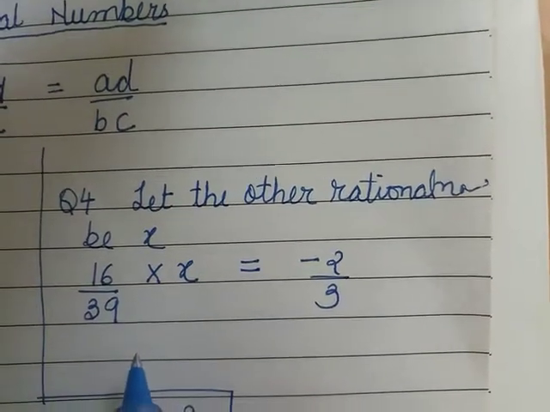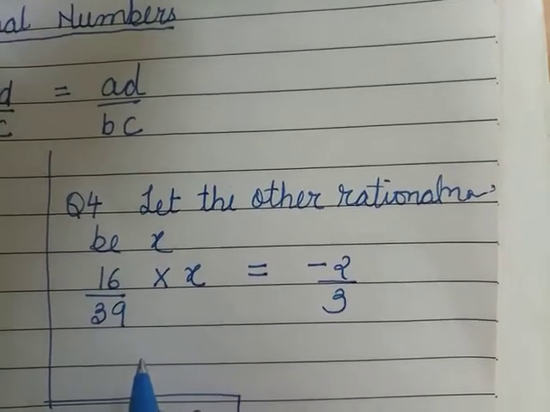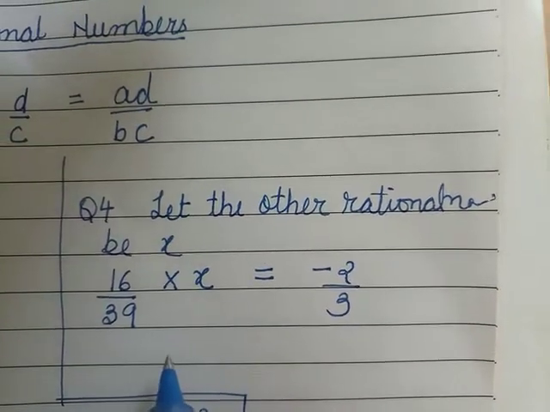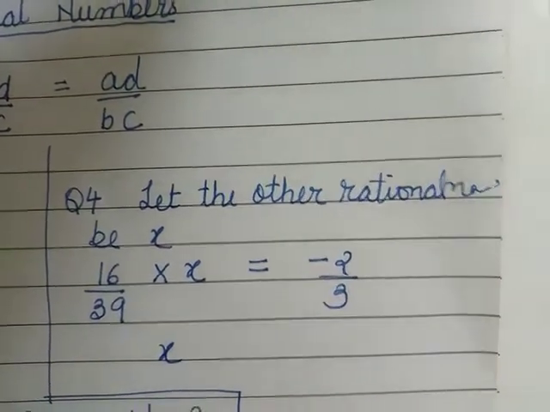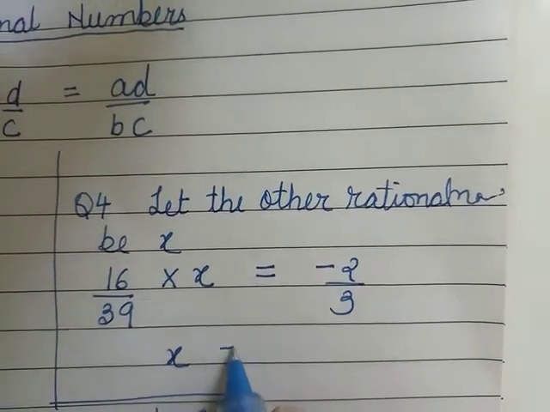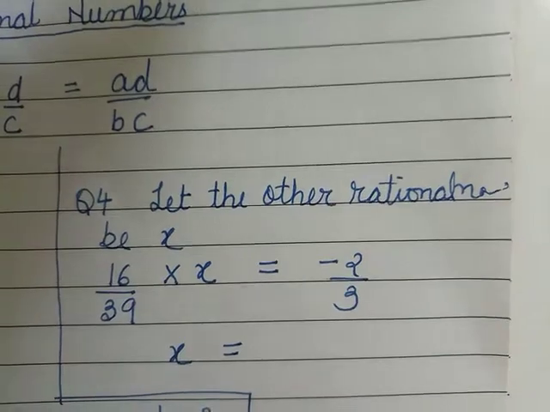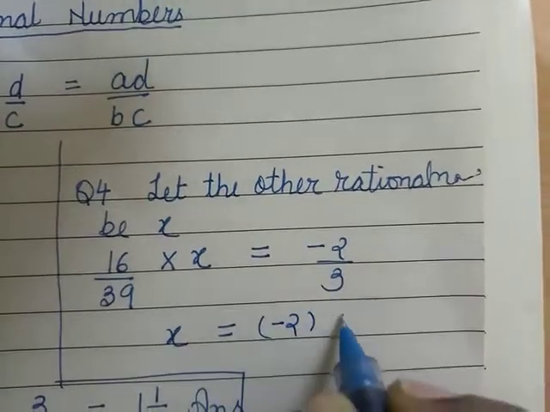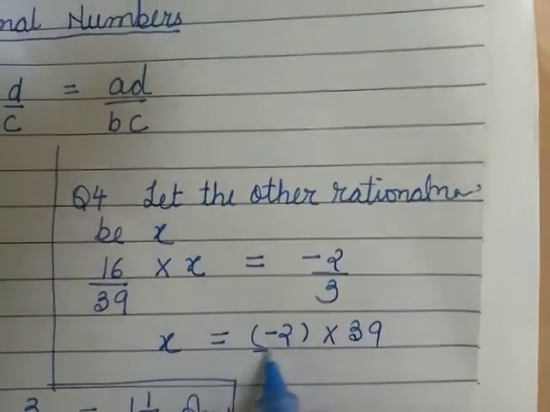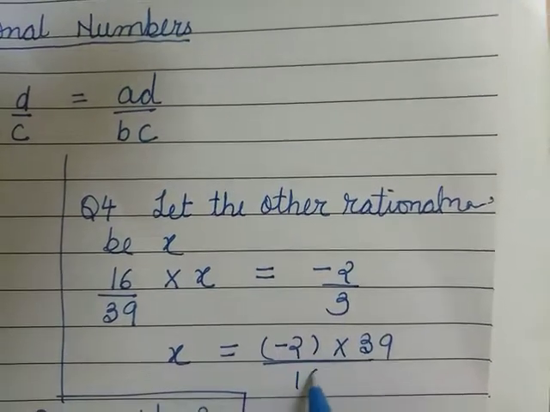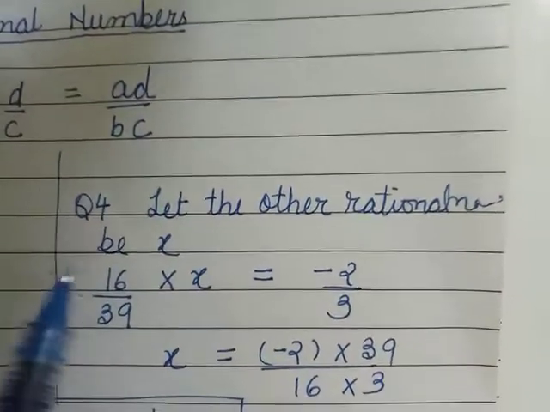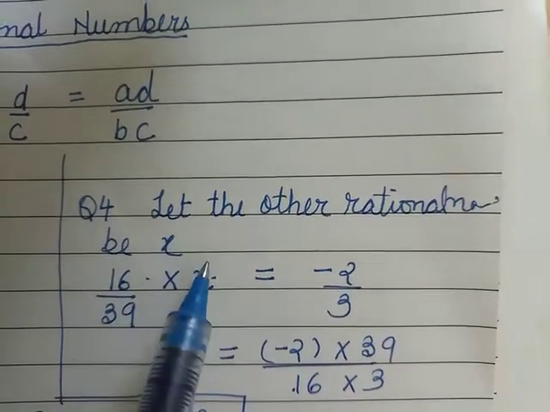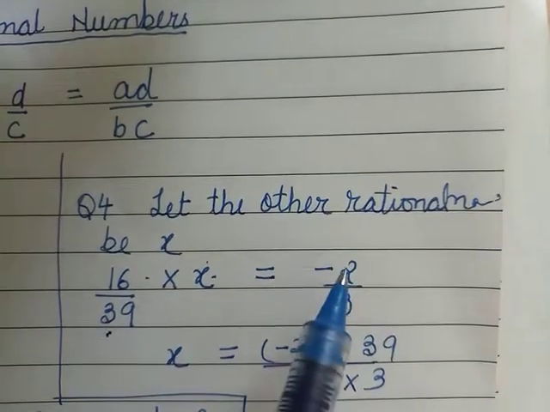Whenever we are looking for the value of x, we transpose the other numbers to the right hand side, to the other side. So I transpose 16 by 39 to the right side. So what will it become? 16 will go in the division and division will go in the multiplication. So what we'll get? Minus 2 into 39 upon 16 into 3. 16 and x are having multiplication, so it will go in the division, and x and 39 are having a division sign, so it will go in the multiplication.